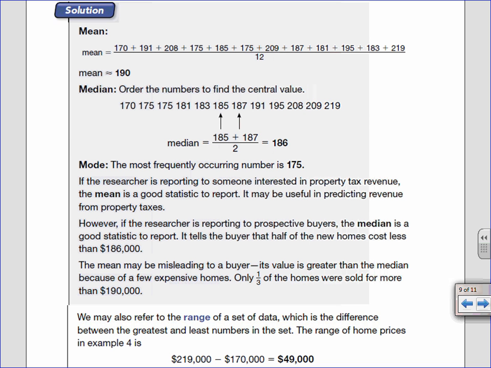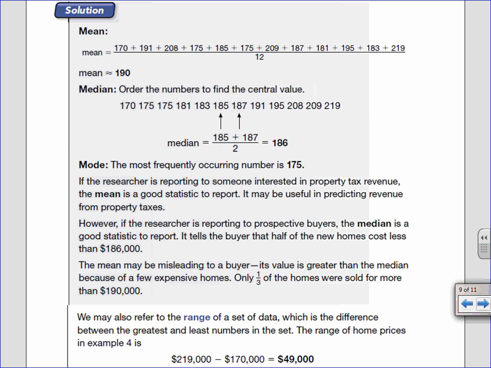So then if the researcher is reporting to someone interested in property tax revenue, the mean is a good statistic to report. It may be useful in predicting revenue from property taxes. So when someone goes to buy a house, they typically look at what the mean property value is around the house that they're wanting to buy, because then they can kind of think about, well, is this a good price for this house or not?